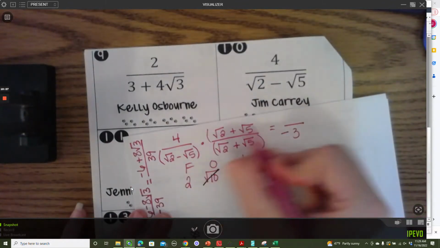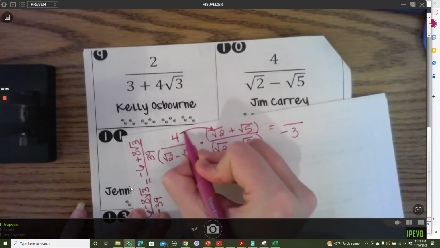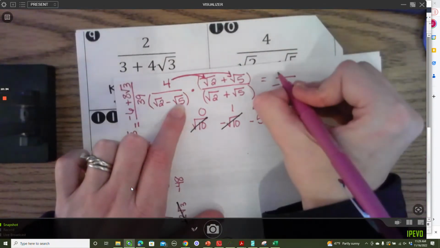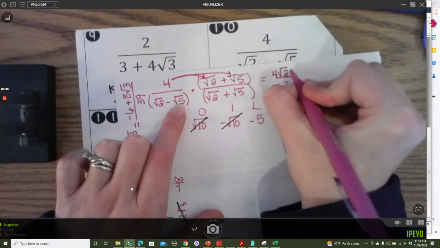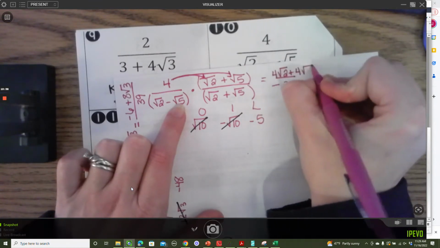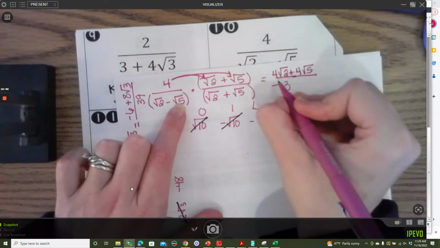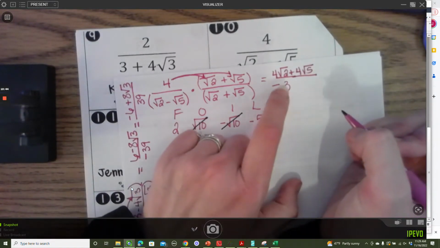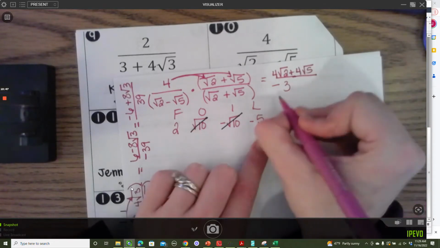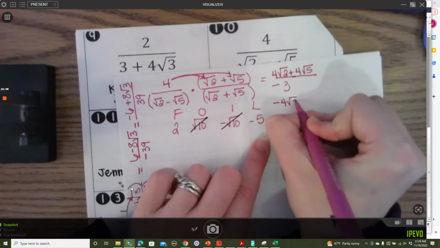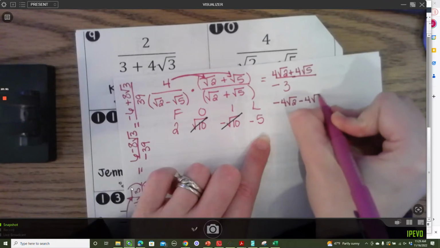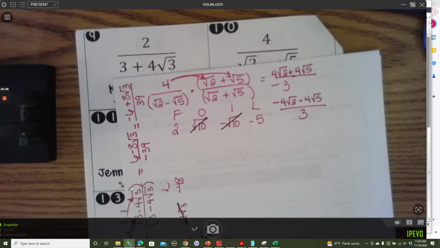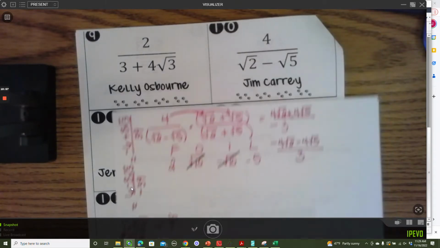And then here on the top, we just distribute. If we're just distributing a solid number, we're just tacking that number in front of those radicals. No common factor again between 4 and 3, but we don't want that negative at the bottom. So we just change everybody's sign. Okay, so we're looking for a 3 on the bottom.